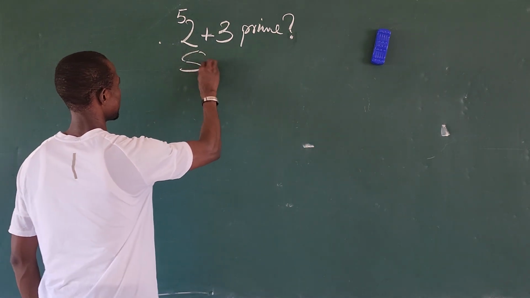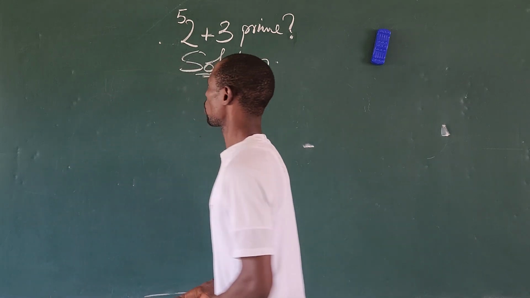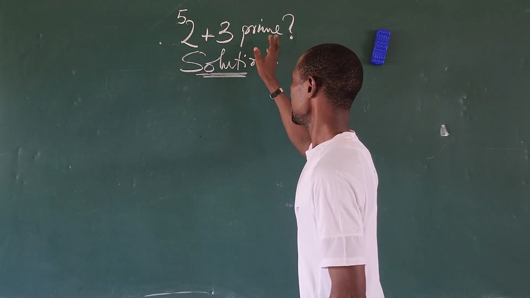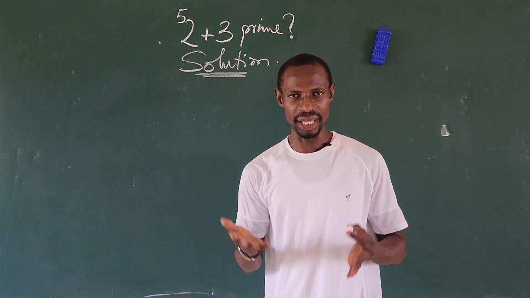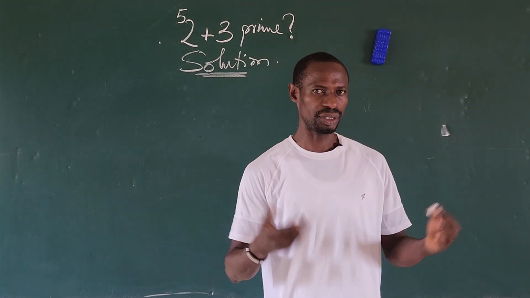So we take our selection here. All right, so the question reads: 2 tetrated 5, plus 3, prime? Is this expression prime? If we evaluate this, is the figure we're going to get a prime number? So we're going to know from here.